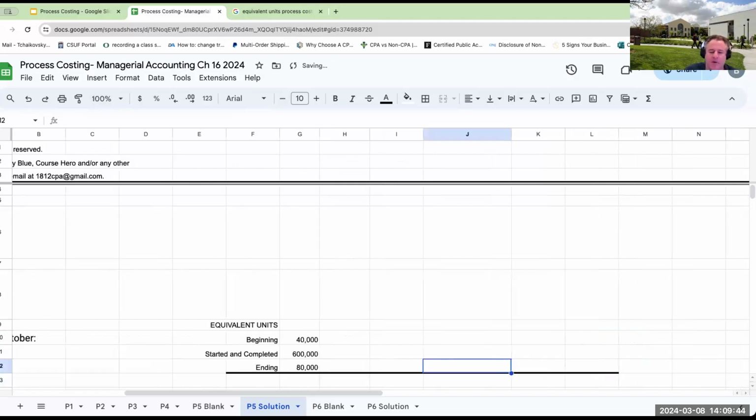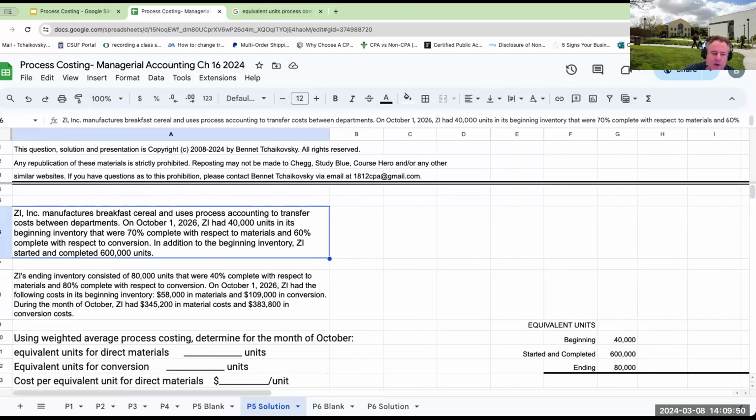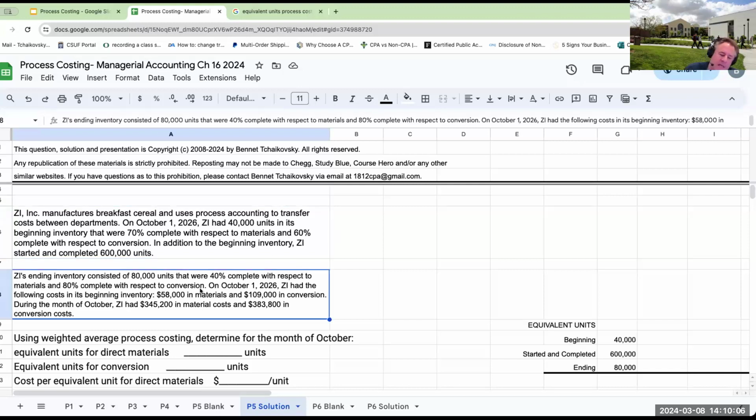Now, when we're talking about equivalent units, what you're going to notice here is that we had beginning inventory, but it was not complete. In fact, it was only 70% complete with respect to materials and 60% complete with respect to conversion. For the ending inventory, it consisted of 80,000 units that were 40% complete with respect to materials and 80% complete with respect to conversion.